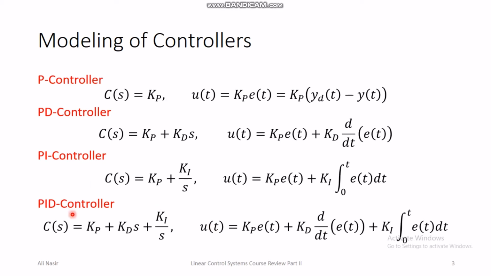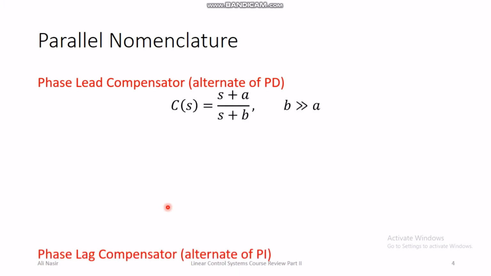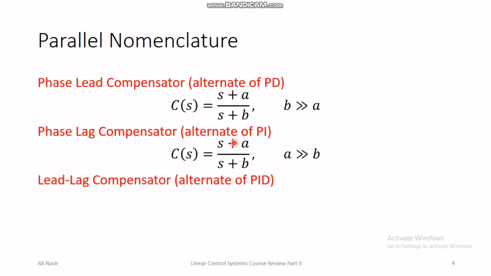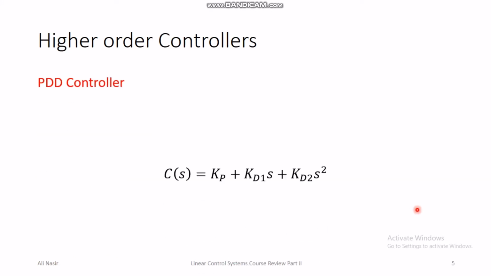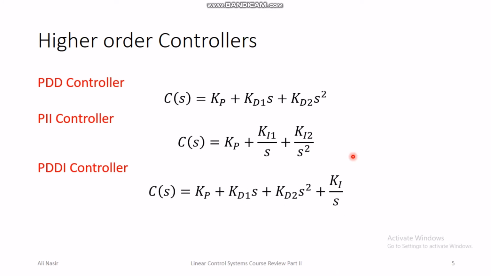so PD and PID both are non-causal controllers. So there is a parallel nomenclature where phase lead compensator, phase lag compensator. Phase lead is alternate of PD controller, phase lag is alternate of PI controller, and lead lag compensator is alternate of PID controller. And then there are higher order controllers, PDD. It is important to note that whenever you have a second derivative term or second integral term, the power of S increases. Similarly, if you have a third derivative term, it will come with S cube, and if you have a third integral term, it will come with 1 over S cube. So you can have any order controllers.